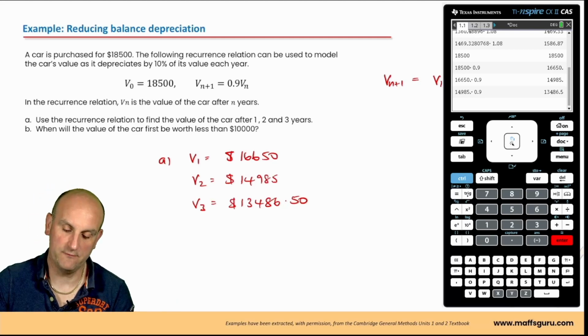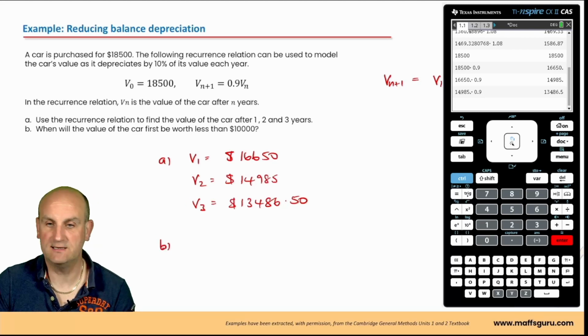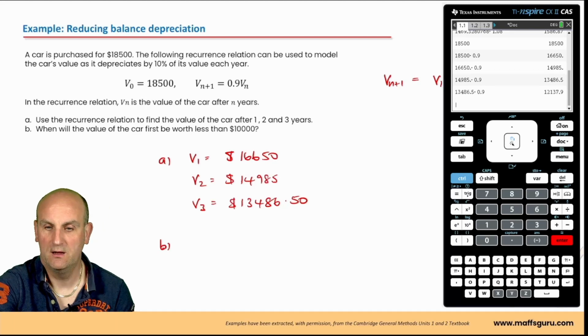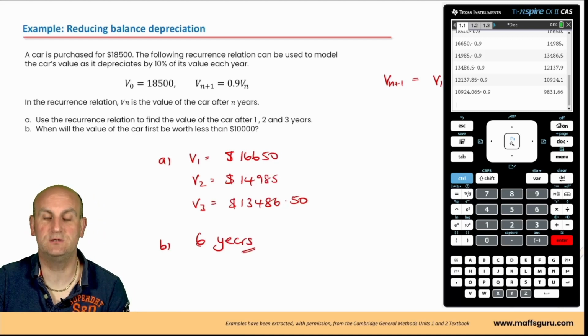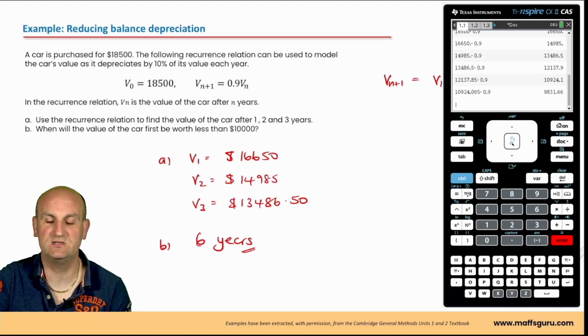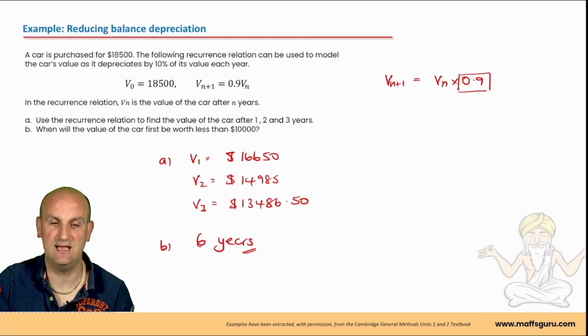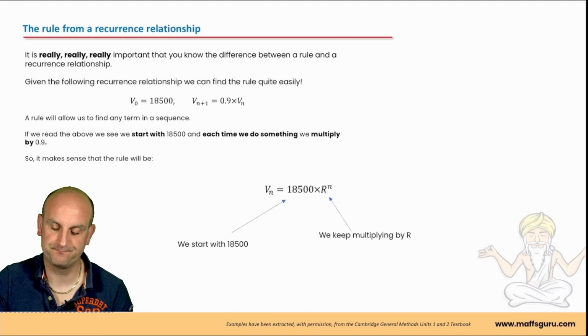When will the value of the car first be worth less than $10,000? All right, well, let's just keep going. So what was that? 3, 4, 5, 6. Again, after 6 years. All right, so we could have done the formula way for that if I'd wanted to, but again, in this situation, probably just easier to hit enter, enter, enter, enter, enter over and over again.